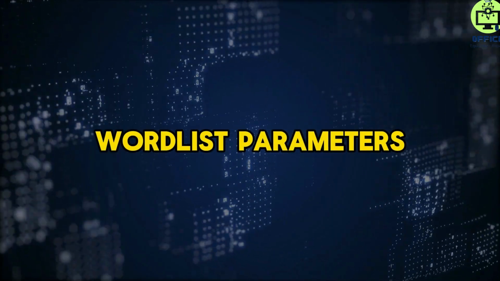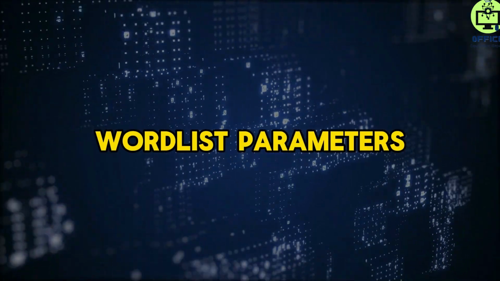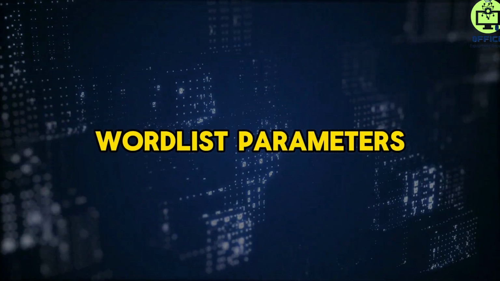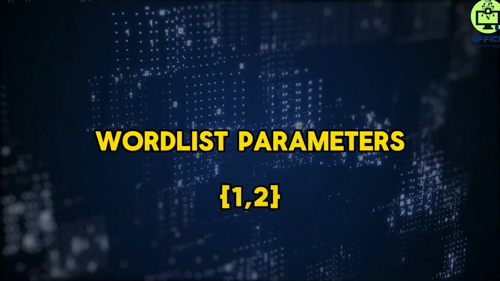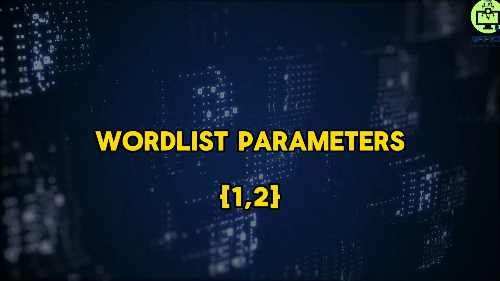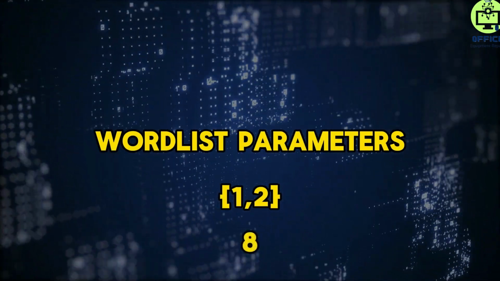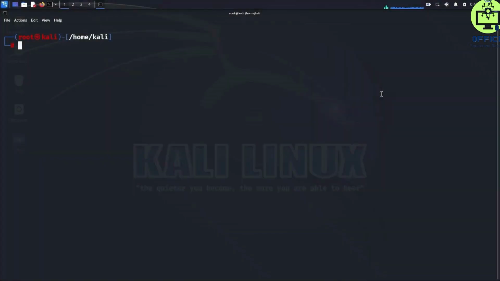For this demonstration, we will create a word list that consists of passwords made up of only 2 characters, 1 and 2. The passwords will be 8 characters in length. Now, open your terminal and run the following command. Crunch, it is the name of the tool.